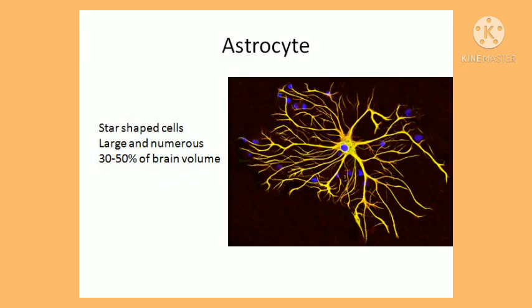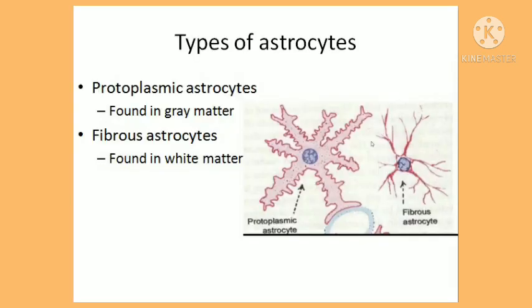The astrocytes are the largest and most numerous and form the main supporting tissue of the nervous system. They are star-shaped as the name implies and possess many fine dendrite-like processes. At the end of the processes, there are small swellings called foot processes, and astrocytes form 30 to 50% of total brain volume. Types of astrocytes.